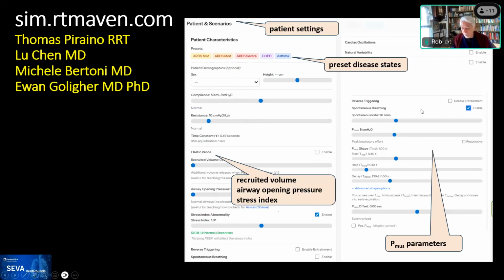Over here, we see a bunch of parameters that you can set to adjust the inspiratory effort. Patient doesn't have to be actively breathing, but if it's enabled, then you can set the PMUS in terms of its amplitude and its rate and those types of things.